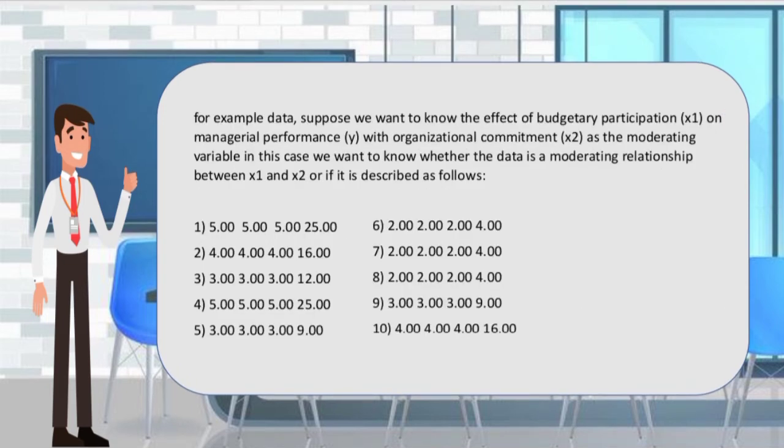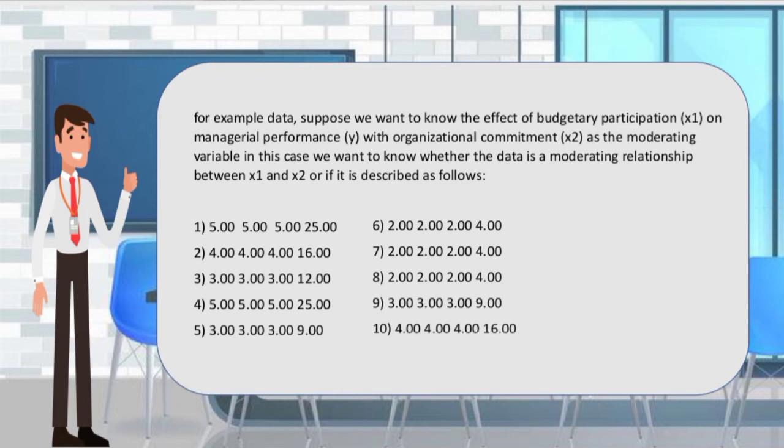For example, suppose we want to know the effect of budgetary participation, or x1, on managerial performance, or y, with organizational commitment, x2, as the moderating variable. In this case, we want to know whether the data shows a moderating relationship between x1 and x2, as described as follows.